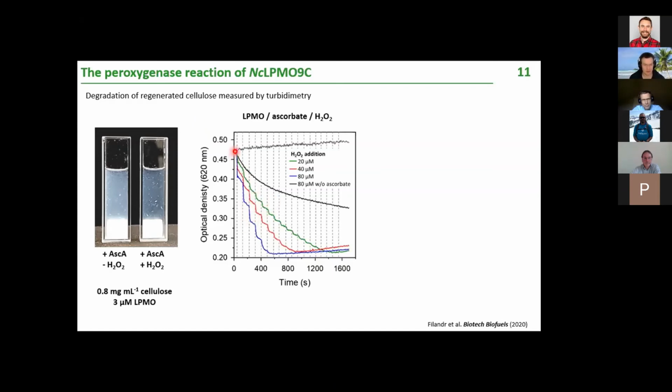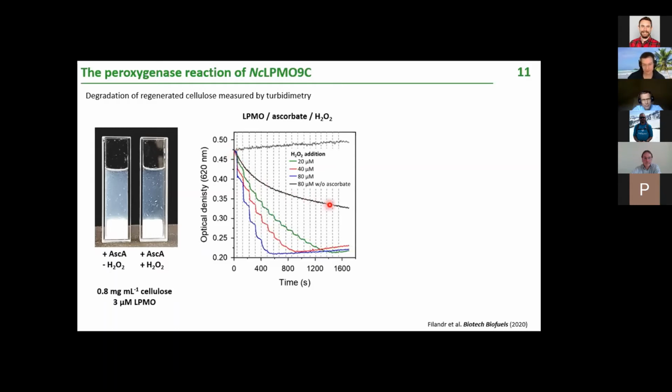An interesting aspect in this curve is the black curve here. And this is what happens when we just add ascorbic acid to the cellulose and the LPMO. And well, frequently this reaction is used to determine the oxygen reaction of LPMO. So you have ascorbic acid, the LPMO, and your substrate, and you observe a reaction.